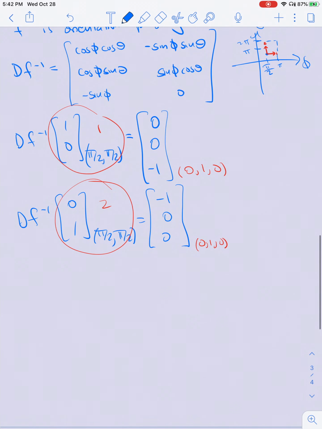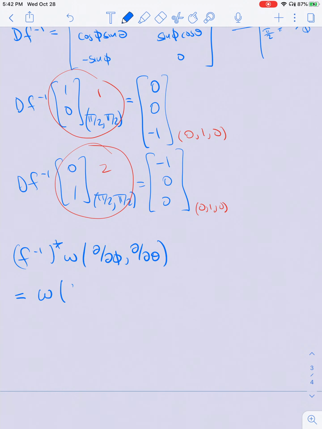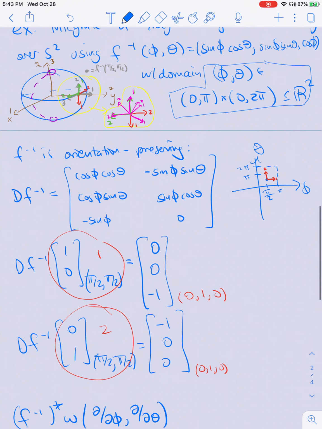So let's compute F inverse pullback of omega applied to d by d phi, d by d theta. I'll do this quickly because you've seen similar computations before. So this is just going to be omega applied to F inverse push forward applied to d by d phi, and then same thing, F inverse push forward applied to d by d theta. So this is going to be x, so I should write x in terms of phi and theta.